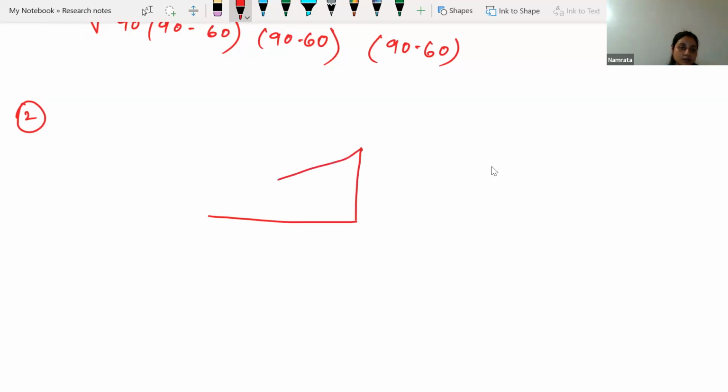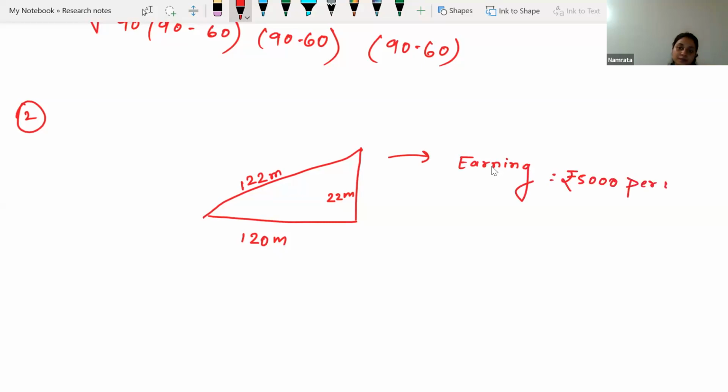This type of wall is there. Here the sides are given: 120 meter, 22 meter, and 122 meter. The advertisement yields an earning of rupees 5,000 per meter square per year.